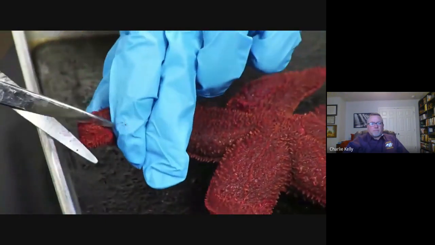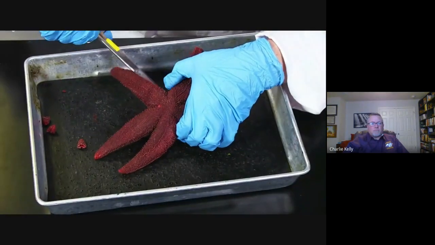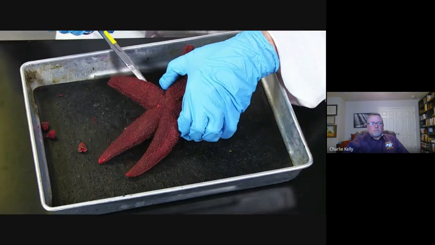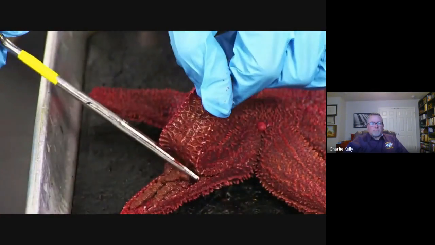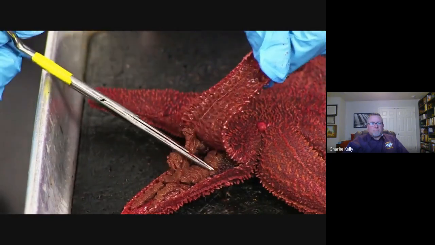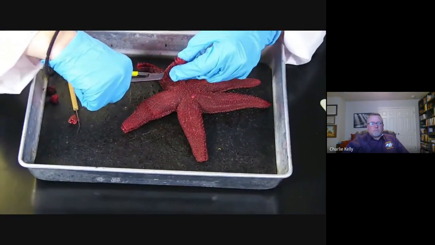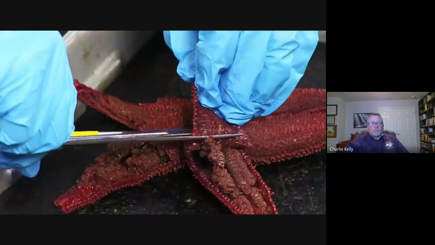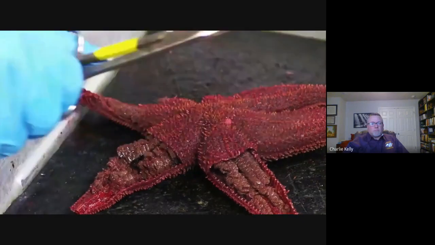Proceeding one arm at a time, the tips of the arms are cut off, and the sides of the arm are cut toward the central disc. The cuts are made as close to the skin as possible. Notice that the skin is lifted as it is cut, and the point of the scissors is used. This allows for the removal of the flap, or aboral surface tissue. The flap is cut away to reveal the internal organs.